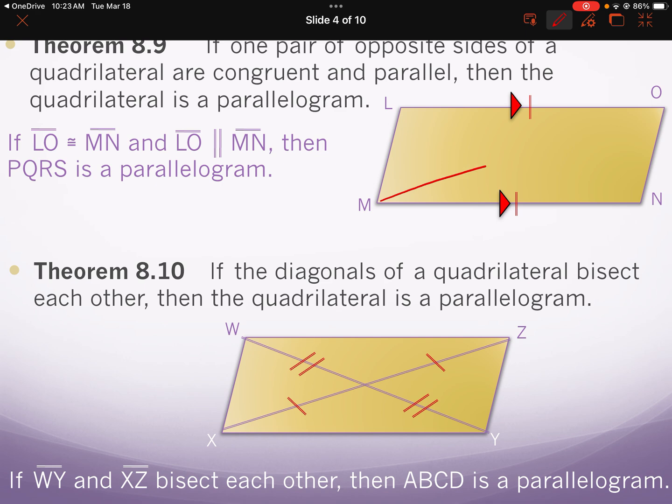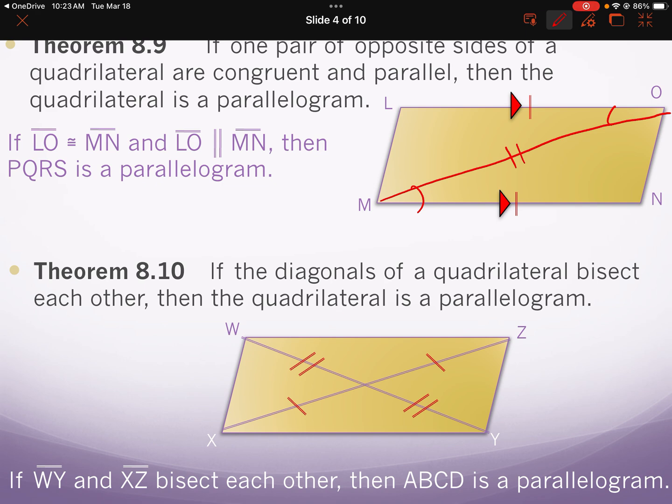And again, it's going to be the same type of thing. If you draw a diagonal on, you have 2 triangles. If you have parallel segments, top and bottom, then that means these angles are congruent. You have that shared side. So now you have 2 triangles that are congruent by side angle side. And if that's the case, then you can show that the other pair of sides are parallel too. We might prove that one as well.